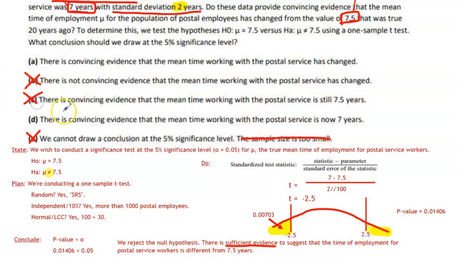And then for choice D, there's convincing evidence that the mean working time is now 7 years. Remember, 7 is the x bar. It's the sample mean. We're not able to say that 7 is correct. We're just able to say, using 7, which is the evidence, we're able to make the allegation that 7.5 is just not true. So that one's not good either. The only one that we can use is choice A.